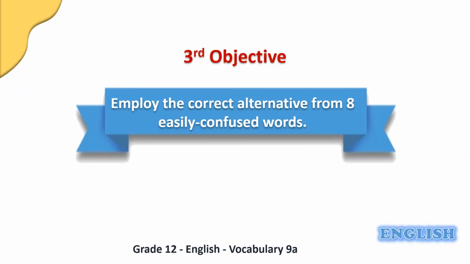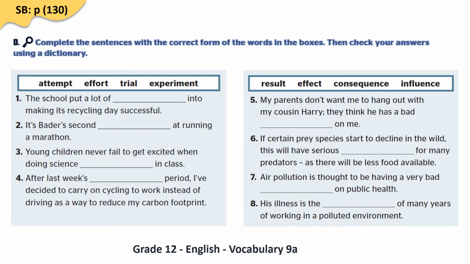Right now, let's move to the third objective, which is trying to employ the correct alternative from 8 easily confused words. So let's start. In order to achieve our third objective, we are going to focus on exercise D in our student's book, page number 130. And this activity asks us to complete the sentences with the correct form of the verbs in the boxes.